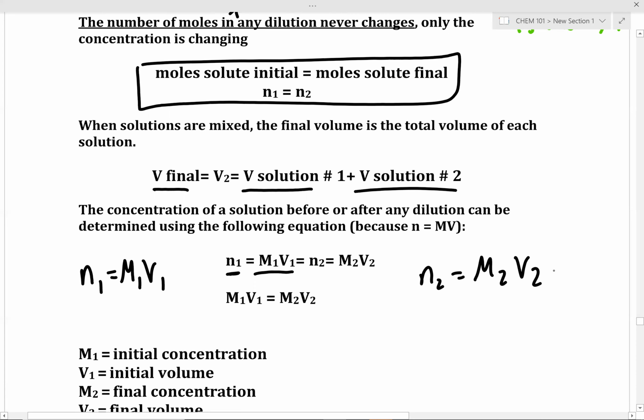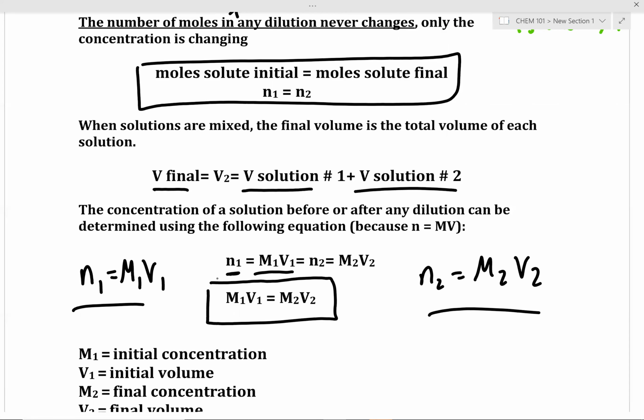And since the moles do not change, are these two expressions equal to each other? If the moles are equal before and after a dilution, are these two expressions going to be representing the same number? Yes. So then we can directly relate the molarity and volume of our solution before and after we perform a dilution. Does that make sense?